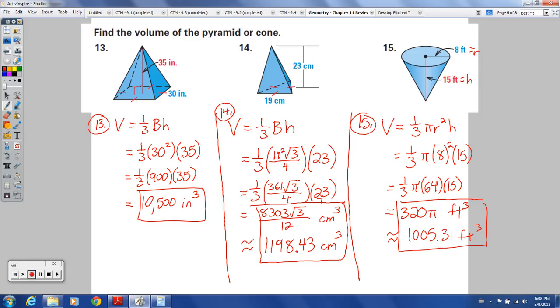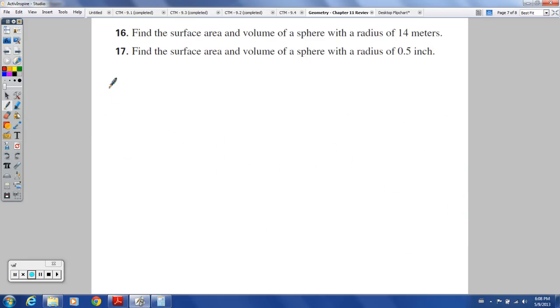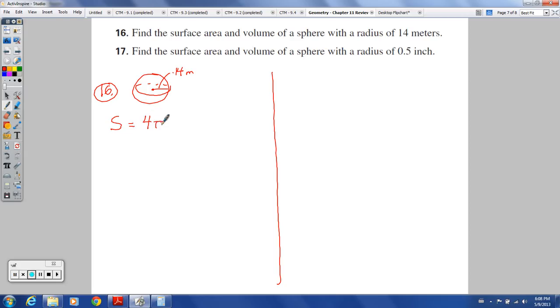And then let's check out some stuff about spheres. 16 and 17, find the volume and surface area of a sphere. I'll split this into 2 parts with the given radius. So I'll draw a quick picture. We're saying something like this, where this is 14 meters. So surface area for a sphere is 4 pi r squared. We're just plugging in the radius. It's given to us as 14.